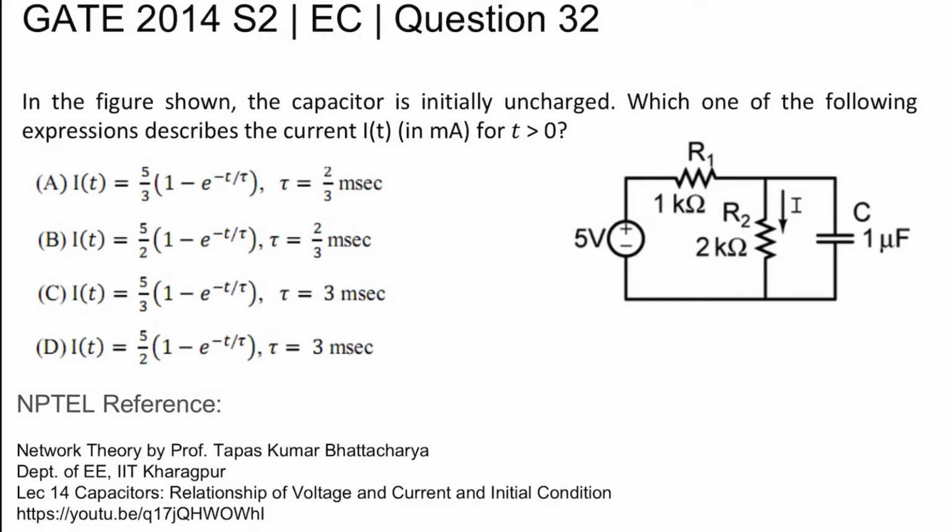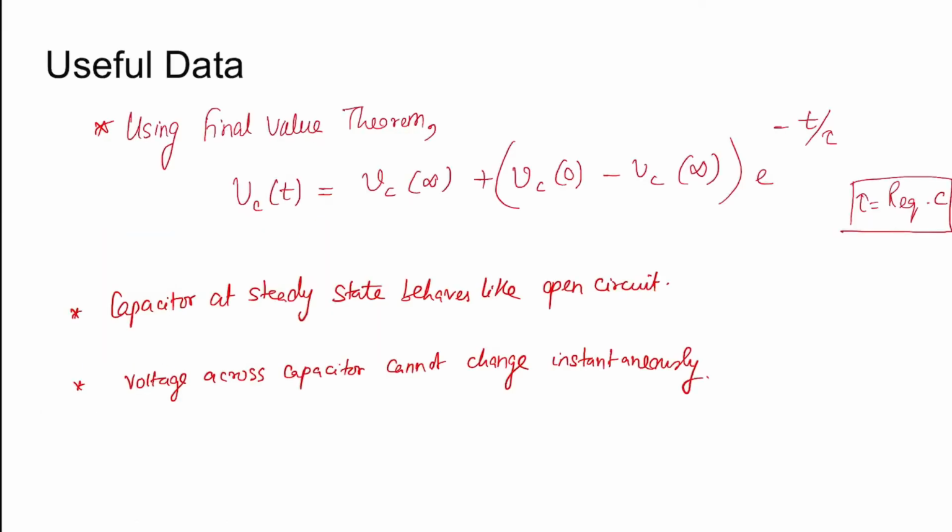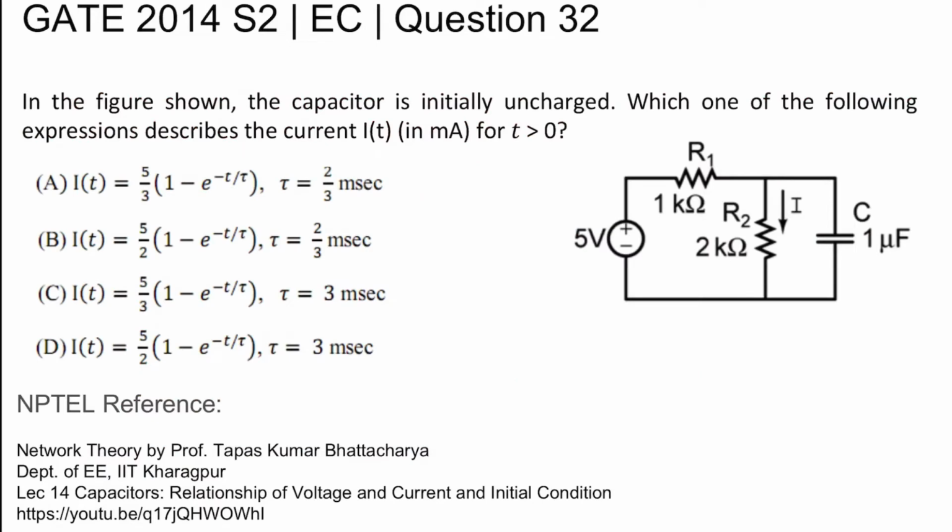This is GATE 2014 set 2 EC question number 32. In the figure shown, the capacitor is initially uncharged. Which one of the following expressions describes the current I(t) in milliampere for t greater than 0?